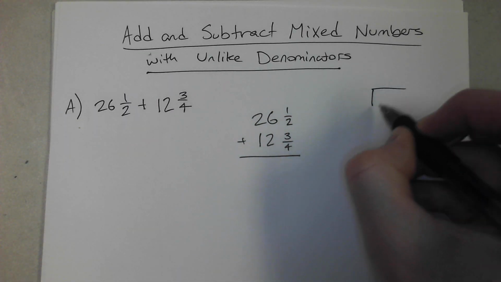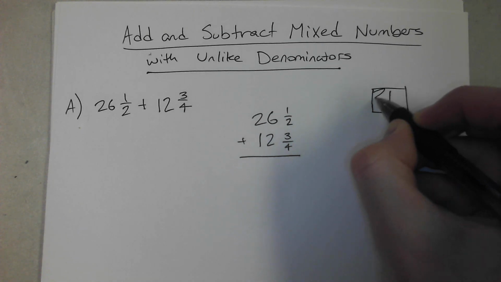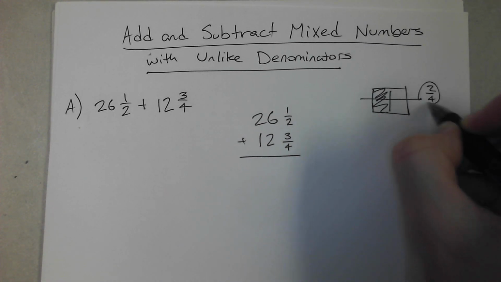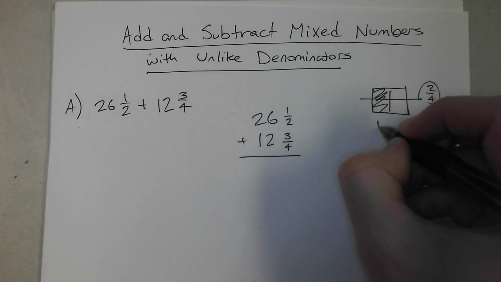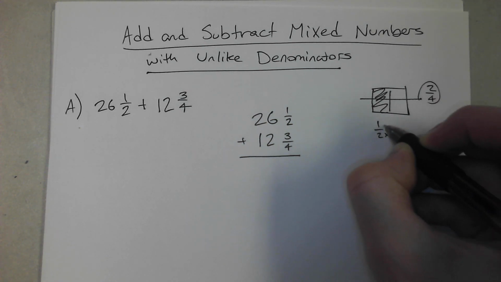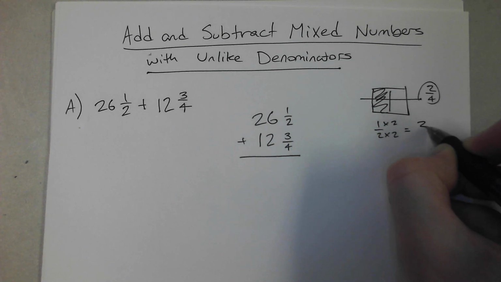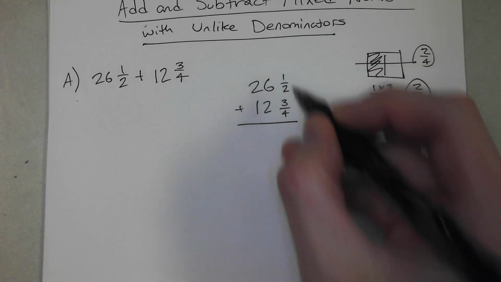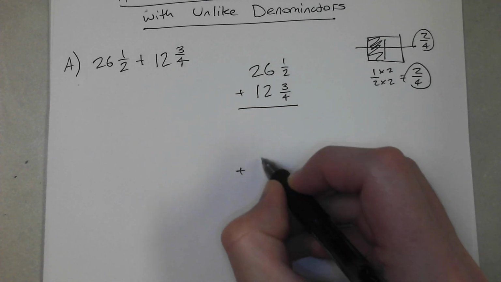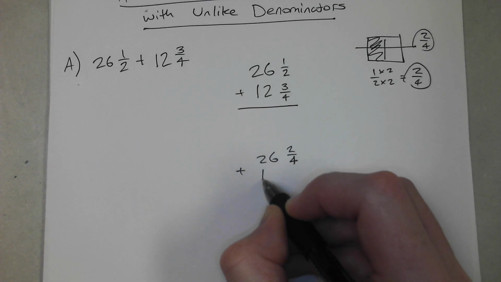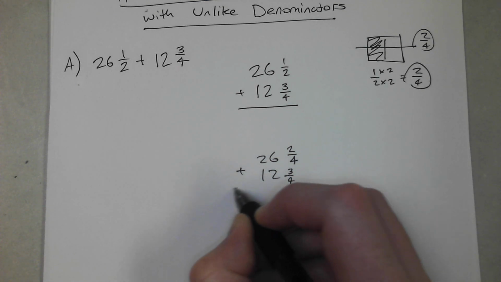So I could come over here and draw 1/2, and we need to make that into fourths. If I go like that, all of a sudden we got 2/4. Another strategy would be simply to say, 1/2, how do I get that to fourths? 2 times 2 is 4, so I need to do the top as well, so 2/4. Now I'm going to rewrite this problem because I wrote it in pen. I should have written it in pencil. 26 and 2/4 plus 12 and 3/4.